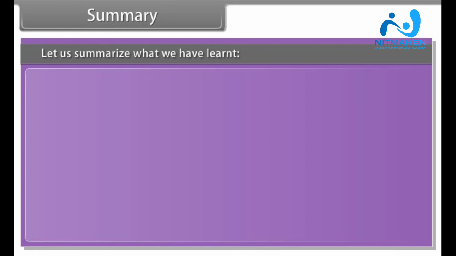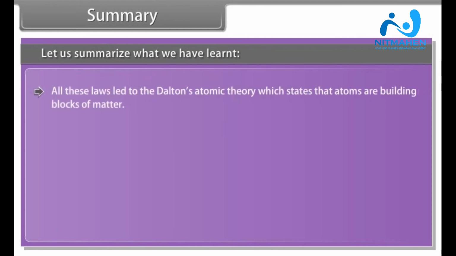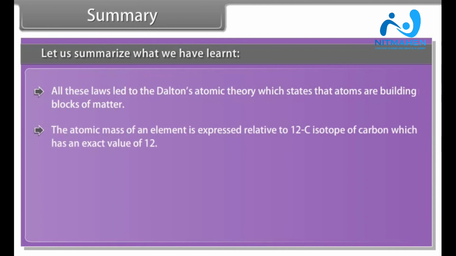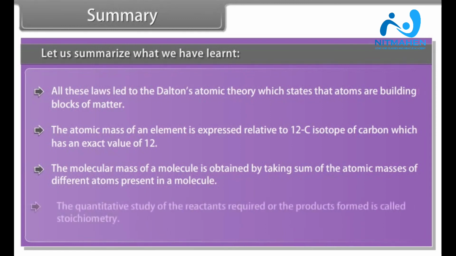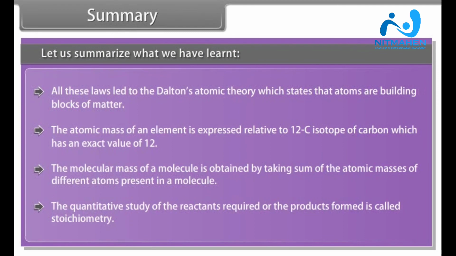Summary. Let us summarize what we have learned. All these laws led to the Dalton's atomic theory, which states that atoms are building blocks of matter. The atomic mass of an element is expressed relative to the carbon-12 isotope, which has an exact value of 12. The molecular mass of a molecule is obtained by taking the sum of the atomic masses of different atoms present in a molecule. The quantitative study of the reactants required or the products formed is called stoichiometry.